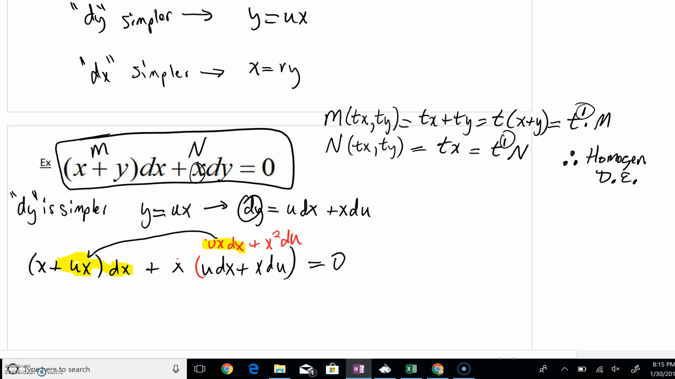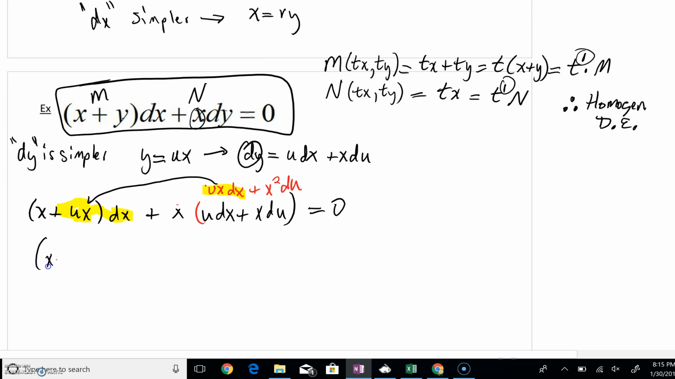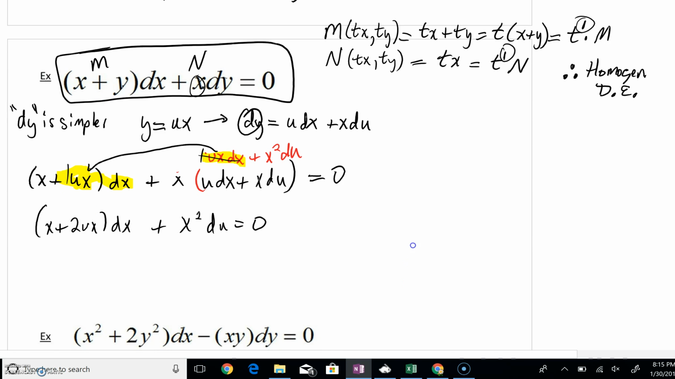A ux and a ux would add up to a 2ux, so I'm not even going to break through with the distributing. I'm just going to see that I could slide that other ux in. We've got a 1ux and a 1ux. That makes a 2ux. And then how about over here? Well, if I got rid of my ux, I just have an x squared du. Now, at this point, according to what we just wrote in our notes, we should be able to go and separate. And let's start moving things around.